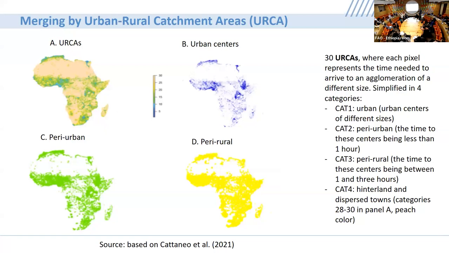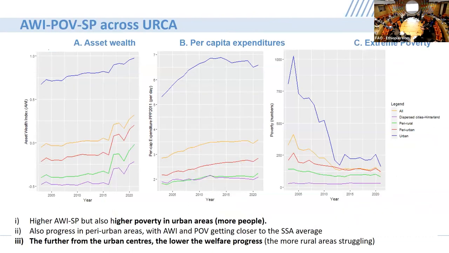So to further unpack this, we looked at the URCA. Again, this is a travel time measure. We created four categories; there's, I think, 30 of them initially. But basically, we have strictly urban. We have peri-urban, which is within an hour of travel time. One to three hours is what we're calling peri-rural, and then hinterlands, where it's greater than three hours of travel time. So the story is, again, as you move away from urban centers, your asset wealth and your expenditures go down, and your poverty goes the opposite direction. So your hinterlands are always the poorest.